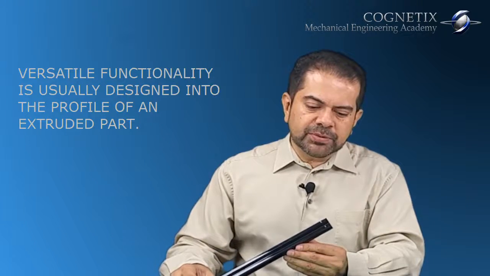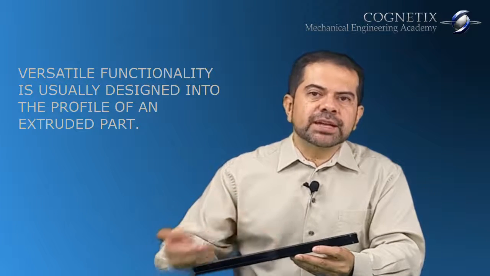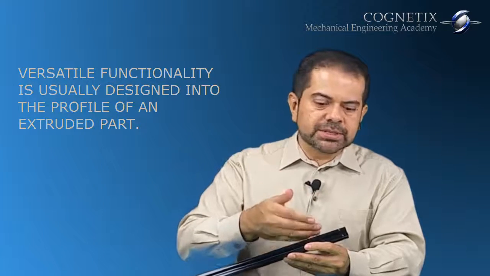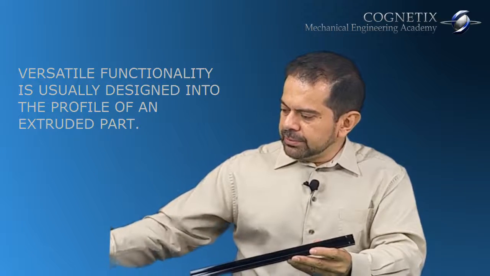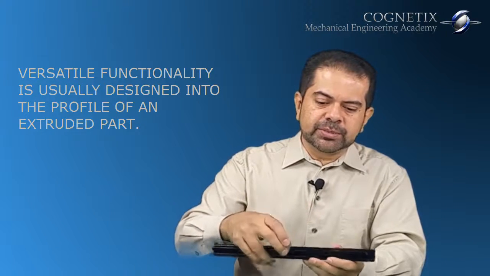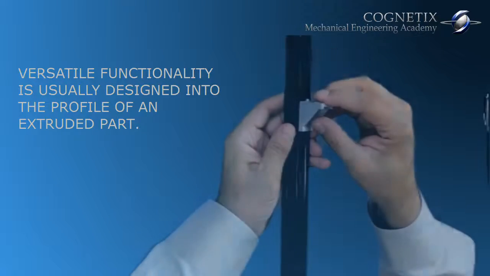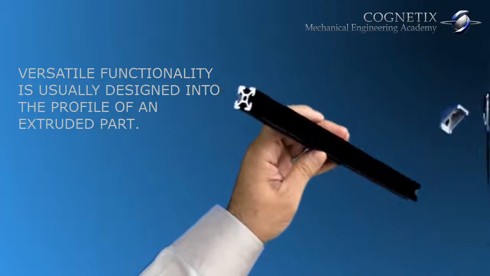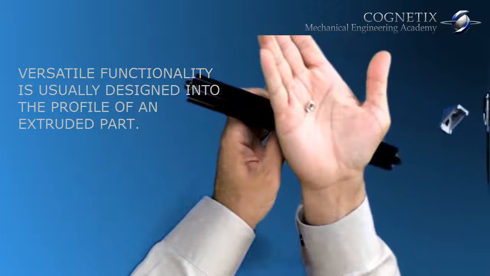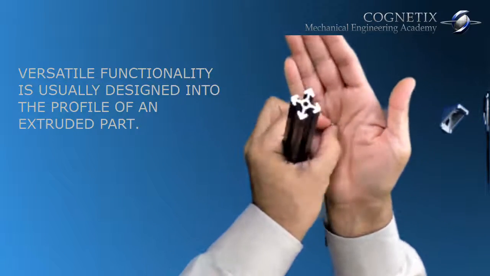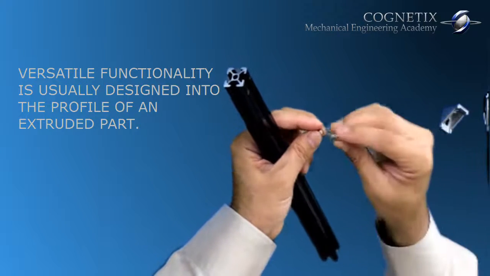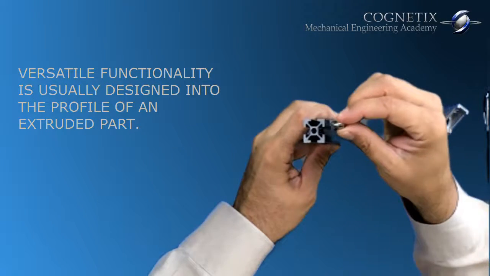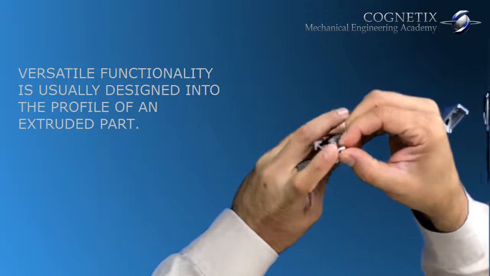Now, when you design a part for extrusion, you want to make sure that you design functionality into it. This geometry is not there just for aesthetic purposes. It's got function. If we wanted to attach a 90-degree bracket, for example, to the side of this, we've got to figure out a way how to do that. This particular design takes these nuts right here. These nuts are shaped so that they slide through the end of the extrusion. So it would be coming this way, and you can slide it in.